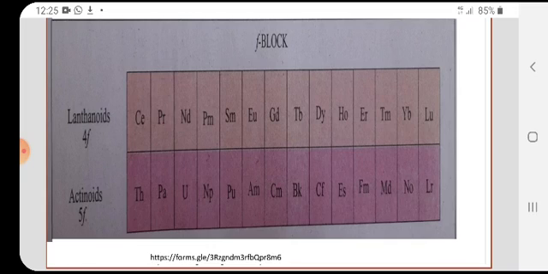That's all about the periodic table according to S, P, D and F block elements. Thank you.